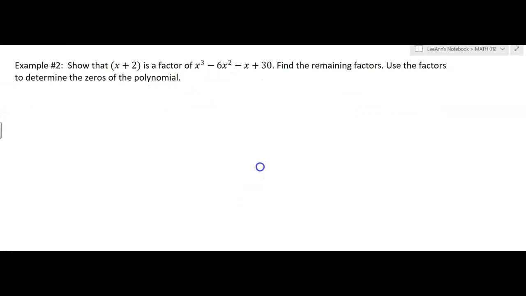It says show that x plus 2 is a factor of, and then they give me this polynomial here. And they didn't write it as a function. I don't know why they didn't write the polynomial as a function, but that's okay. All right, so if we know x plus 2 is a factor, then what I can do is synthetically divide by negative 2. So what I'm going to do is divide this polynomial by x plus 2. So put negative 2 in the box.